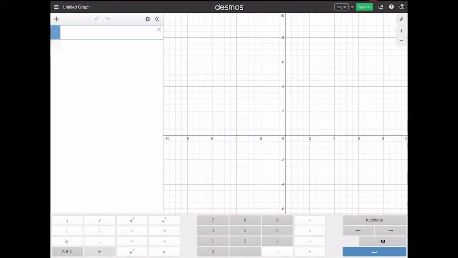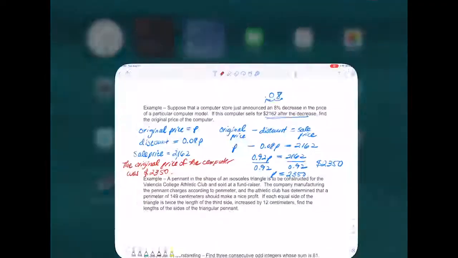Okay, so if I want to check my answer now, let's see if it makes sense. So the original price should be more than the sale price, right? Because this is before the discount. So we would just take $2,350, and now I'm going to subtract 0.08 times $2,350. And it should give me the sale price, which it does say in the problem is $21.62. Okay, so it's always good to check.